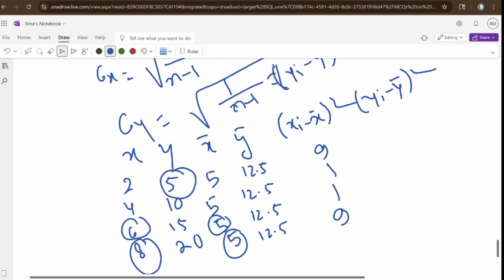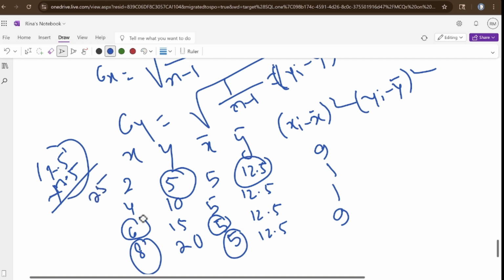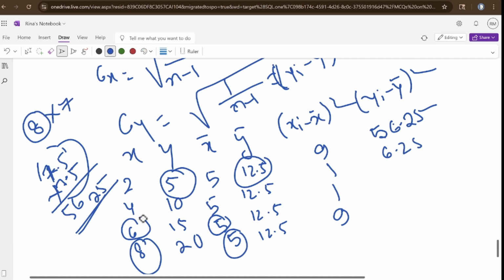Yi 5 minus 12.5, that is minus 7.5. So 7.5 into 7.5. You know how to multiply this kind of number. For the same number, 25 will always come at the end, and the 7 will be increased by 1, that is 8. So now you can multiply 8 into 7, that is 56. So this is a trick by which we can calculate these types of multiplication. So it is 56.25. For the next it is 6.25, then the same 6.25, and again the same 56.25.